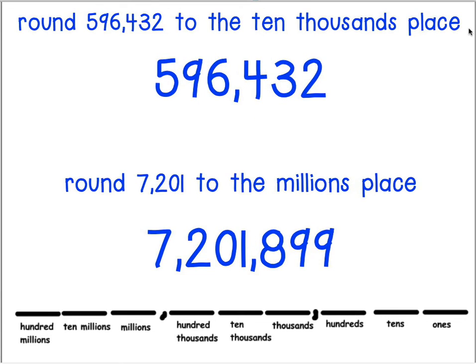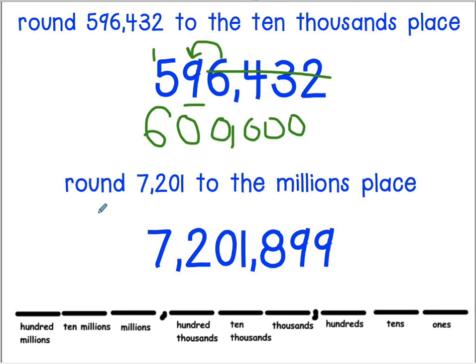Round 596,432 to the 10,000s place. So first step, find the 10,000s place, which is the 9. Our neighbor is the 6. He says get bigger. Well, our 9 can only turn into a 10 when it gets bigger. That means that we're going to add the 1 to the 5 and turn that into a 6, and our 9 becomes a 0, and all of our neighbors turn into zeros on the right side.